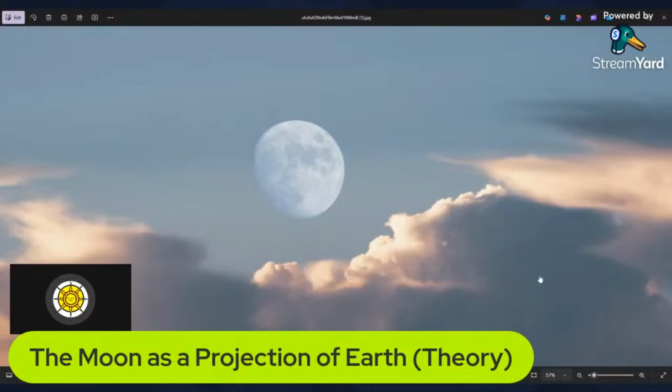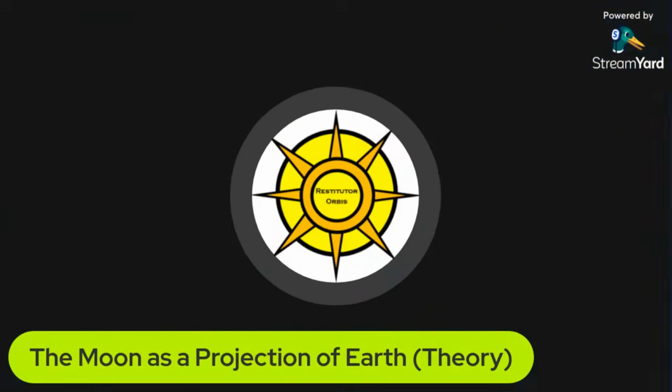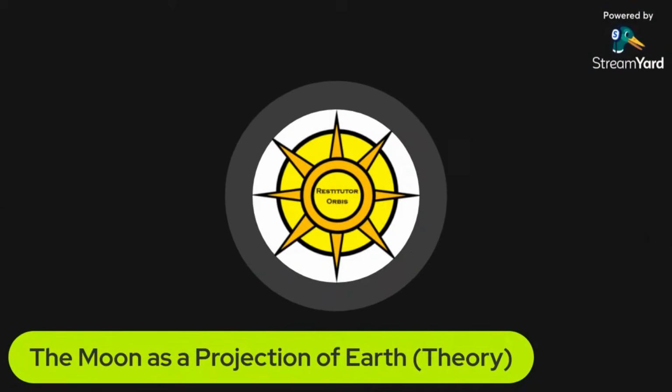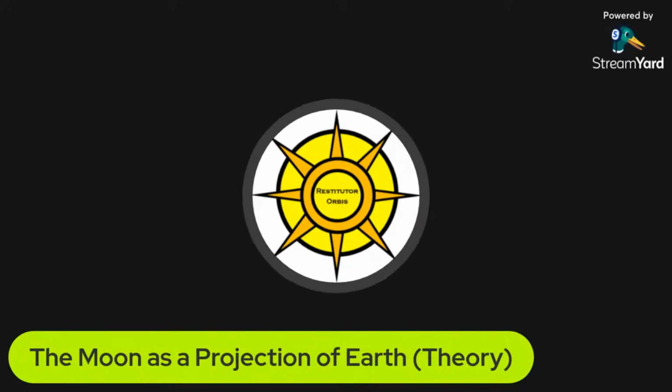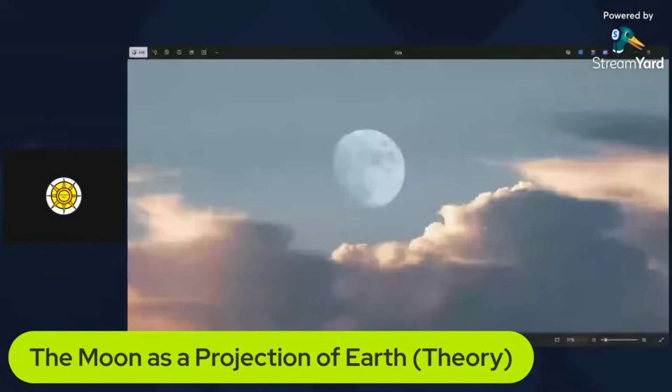All right, so let's go to the next concept. The moon is a projection of Earth theory. Now remember, this is a theory. And no, unlike some people, I'm not presenting theories as facts here. And so what do we mean when we talk about the moon being a projection of Earth? Well, there's a couple different concepts or theories about that.